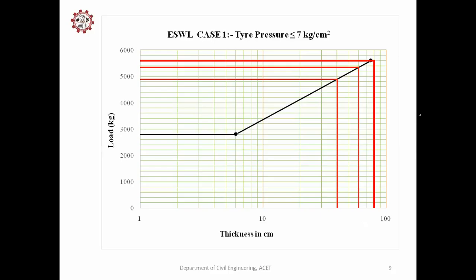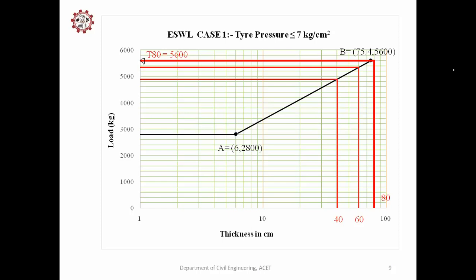Now again the last thickness we are having is 80 centimeter, and for 80 centimeter again you have to just project this line on AB and take it horizontally on the y-axis on loading, and you will get the ESWL loading. So you are getting it as 5600 kg. So after drawing this, this is the complete graph.